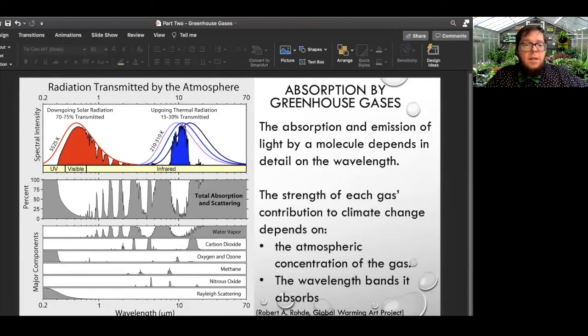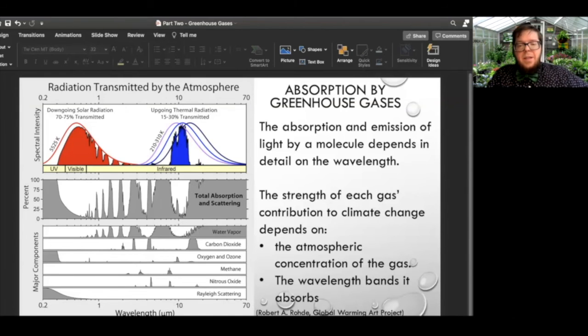We can say, all right, where does water vapor do its absorbing? Well, water vapor absorbs a lot in the large wavelength region of the infrared. This is where your microwave oven is sending exactly that kind of radiation into your food, because it makes the water molecules inside the food vibrate, and that heats up your food.